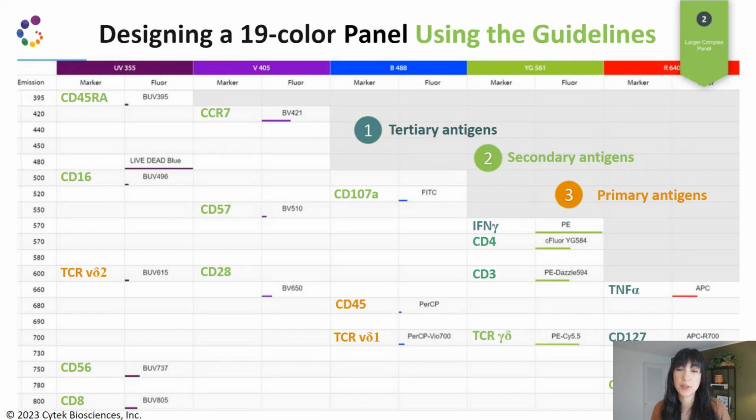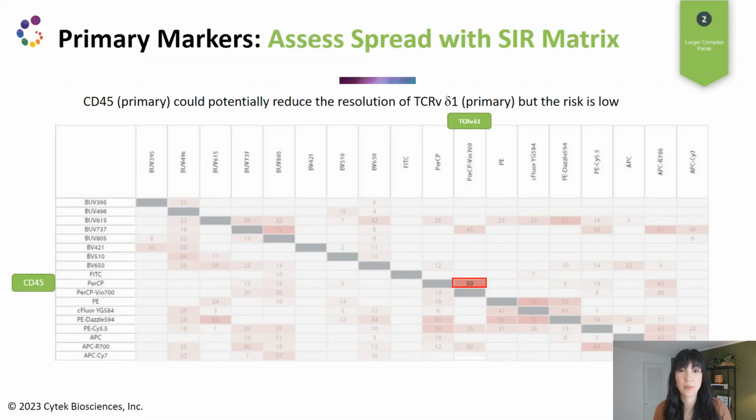Moving to the next step, we are going to place our primary antigens. So we have the 3 primary antigens in orange. We have put those on dim fluorochromes, BUV615, PerCP, and PerCP-Bio700. And so again, with the primary antigens, we are going to want to still assess the spread and see if there's any issues with the placement that we have selected.